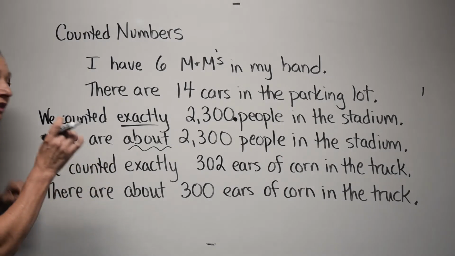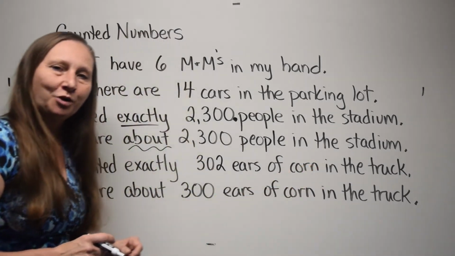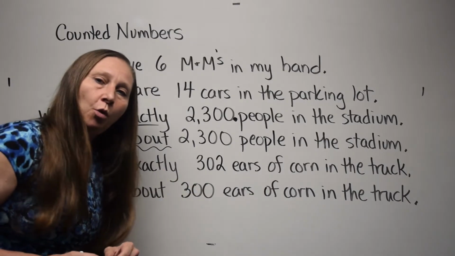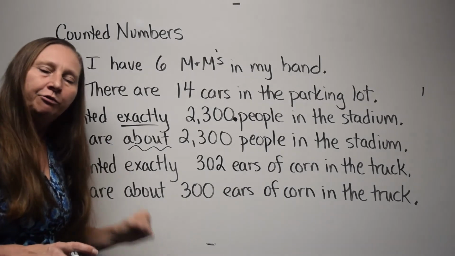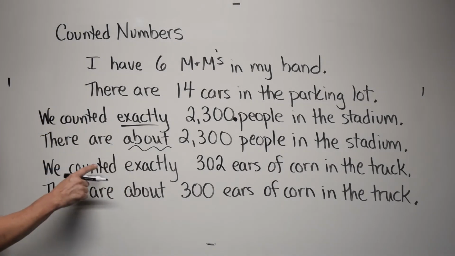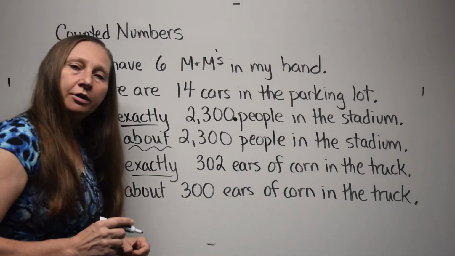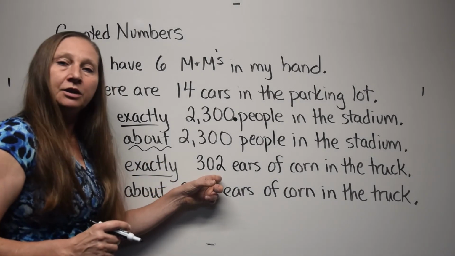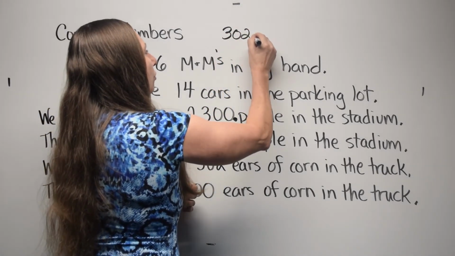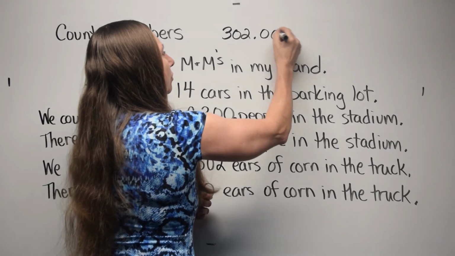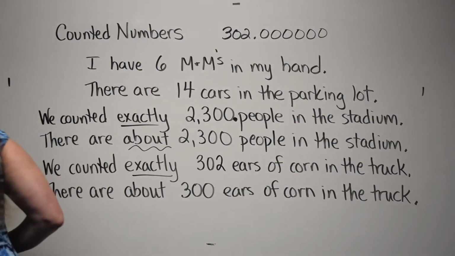If we counted exactly 302 ears of corn in the back of the pickup truck, not 301, not 303, not 299, but we counted every ear of corn, and there are exactly 302 ears of corn, infinite significance is implied. It would be the same as if you wrote 302.00000 with infinite significance.